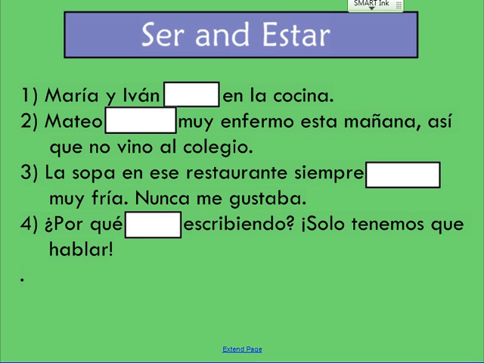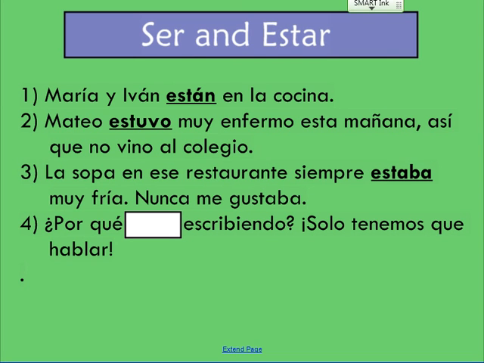All right, how did you do? María e Iván están en la cocina. Mateo estuvo muy enfermo esta mañana. La sopa estaba muy fría, describing how the soup tasted. ¿Por qué estás escribiendo? Solo tenemos que hablar.